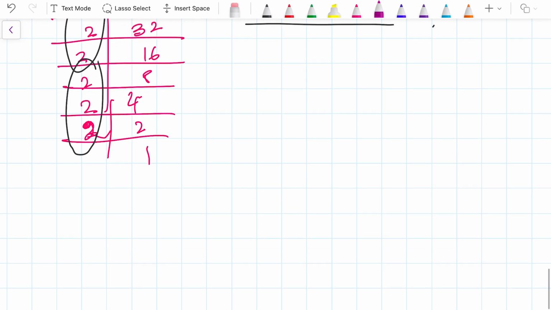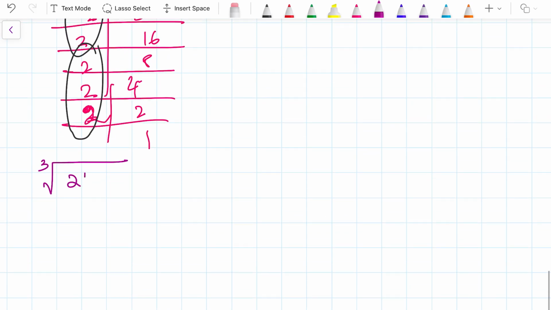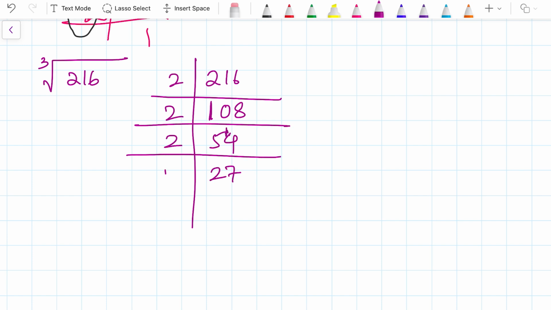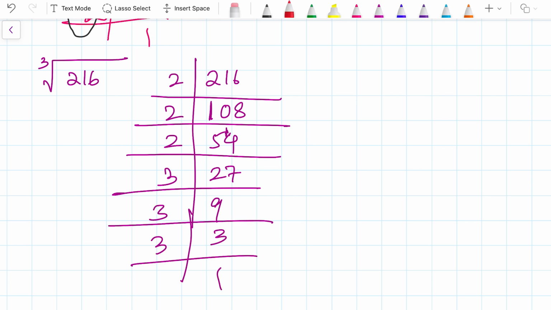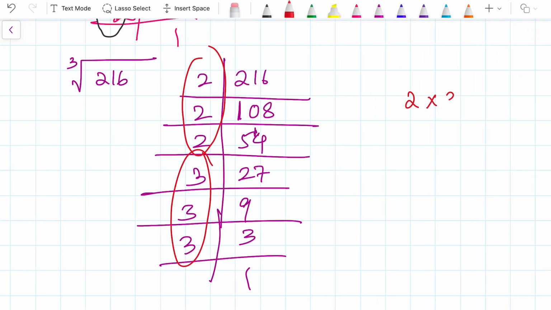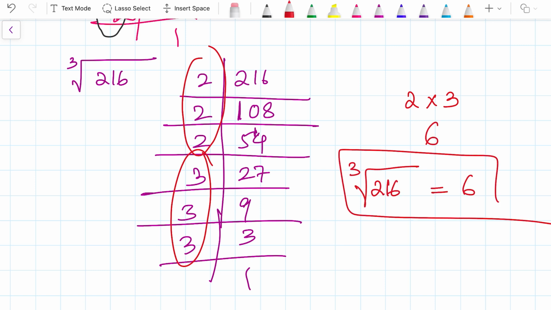Let's do it for another number. For example, if I were to find the cube root of 216. Dividing by 2 repeatedly, and then by 3 repeatedly. Pairs. Oh, sorry, sets of threes. Threes. 2 into 3, 6. So the cube root of 216 is 6.